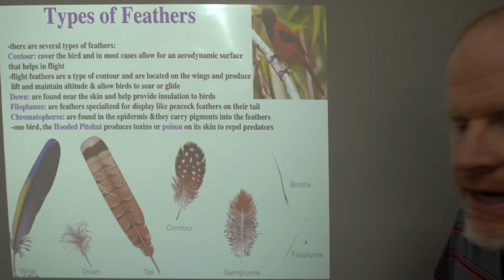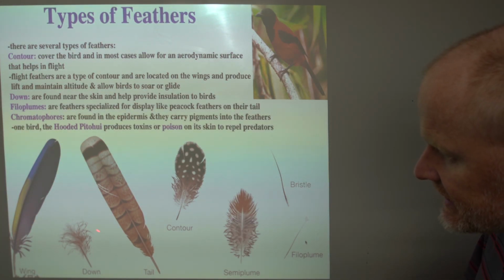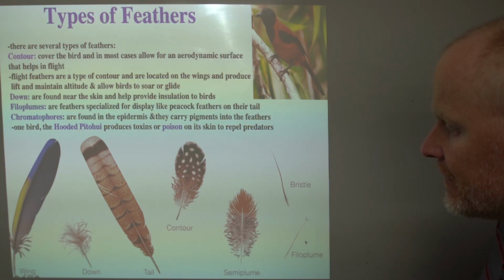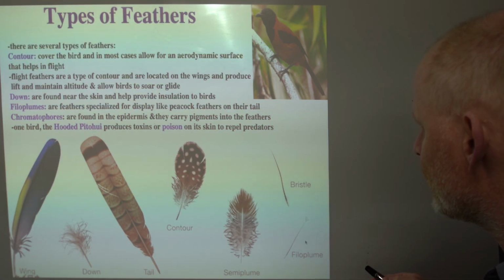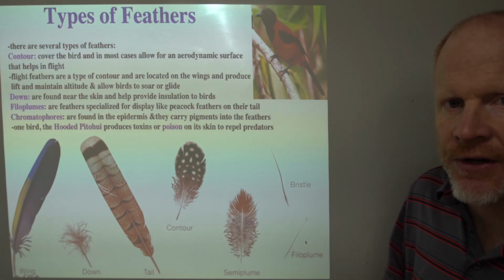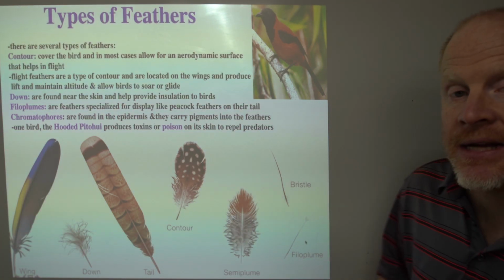Feathers come in all kinds of shapes and sizes. So we got wing feathers, which are the hardest and produce lift. We got down feathers, which are more fluffy and help incubate and hold in heat. You have tail feathers, which help turn the bird. You have contour feathers, which cover most of the body. And then you got semiplume, bristle, and filoplume feathers, which are involved in sexual selection and ornamentation, like what you see on a peacock, for example.